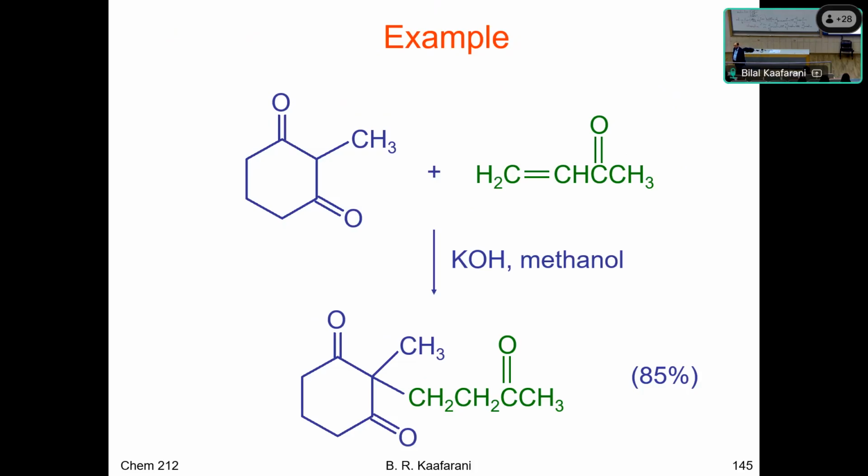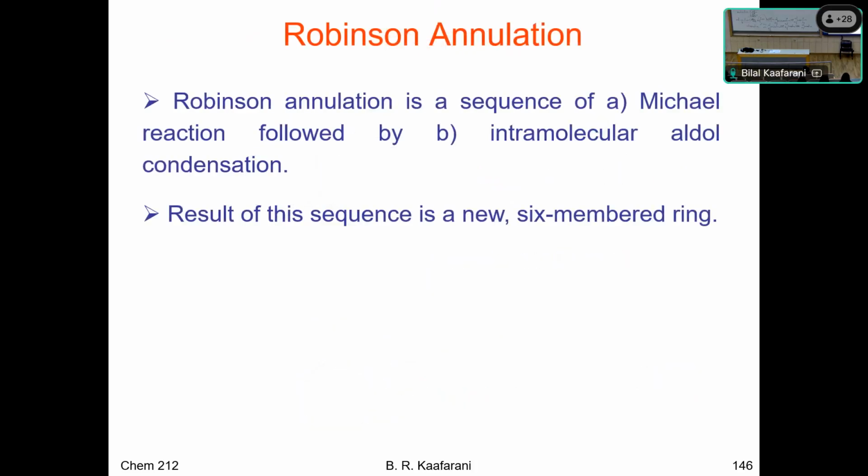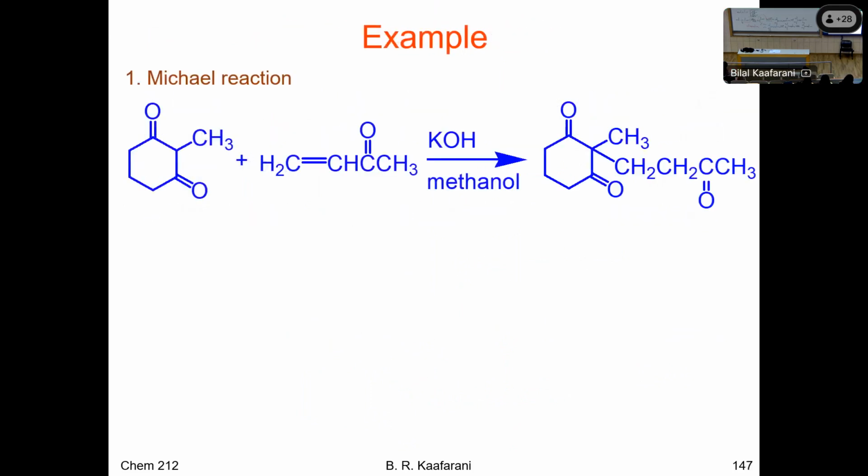An intramolecular aldol condensation will get you a 6-membered ring, and then you can also eliminate to get the C double bond C in conjugation with the carbonyl. So Robinson annulation, it's a Michael addition followed by an intramolecular aldol condensation. This will happen when you are able to get a 6-membered ring. So we just talked about this right now.